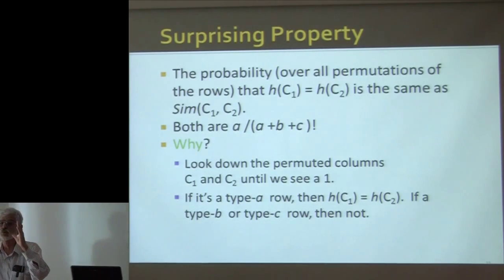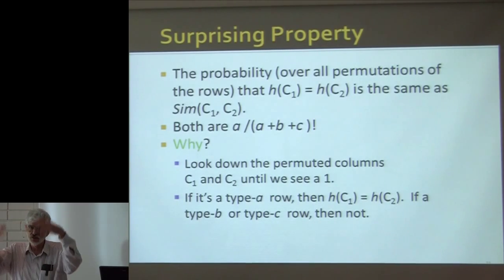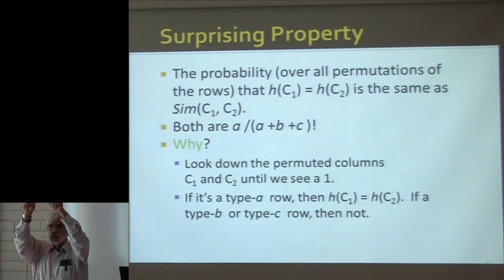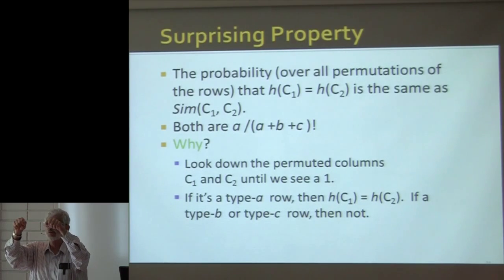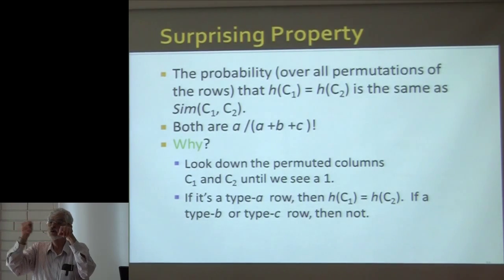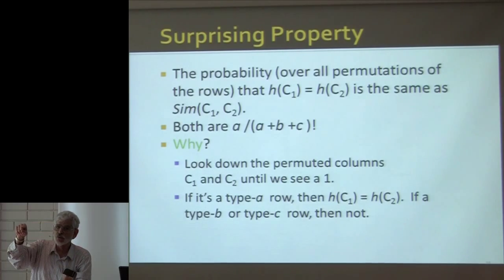Here's what I want you to imagine. Again, the rows are permuted in this random order. Start at the top of the columns and keep going down until I see a 1 in at least one of those columns. The first time I see a 1, if I see 1 in both columns, then it's a type A row, and I'm going to assign the same min hash value to those columns because that's the top 1 in both of the columns. Suppose I see a 1 in this column but a 0 in the other column. Then this row will be the min hash value of the column that has the 1, and the min hash value of the other column will be something further down, definitely not equal.